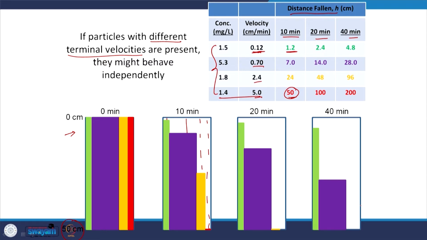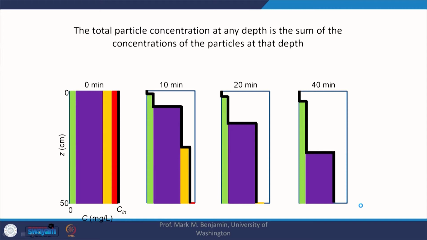This is more realistic because in wastewater you don't have particles of just one size, but particles of different sizes. Obviously here we are making some assumptions, but we are not going to go into that now. So what is the profile looking like right now? The total concentration at any depth is the sum of the concentrations of the particles at that depth. So again, what is the profile looking like? You see this profile, yes.